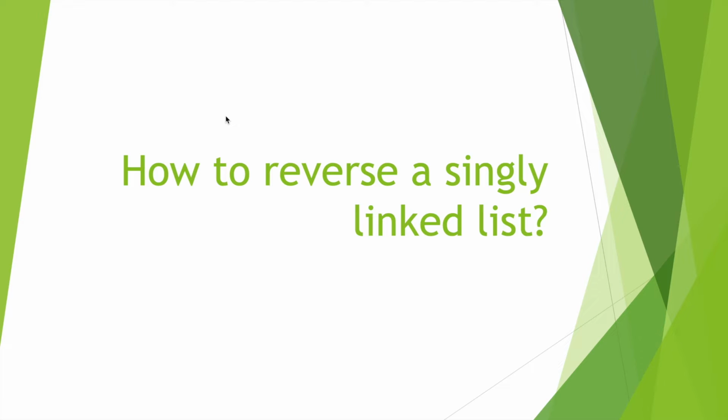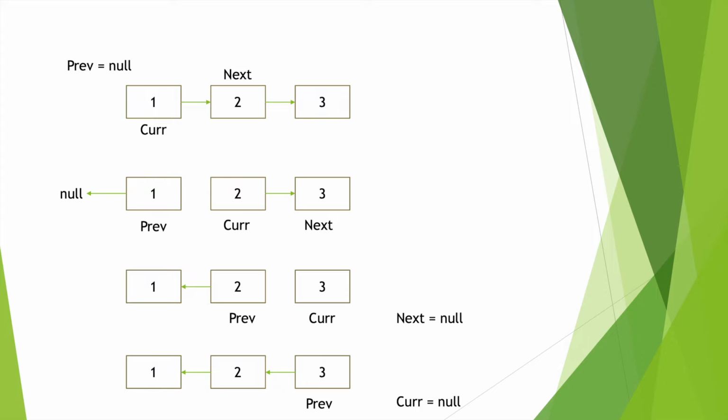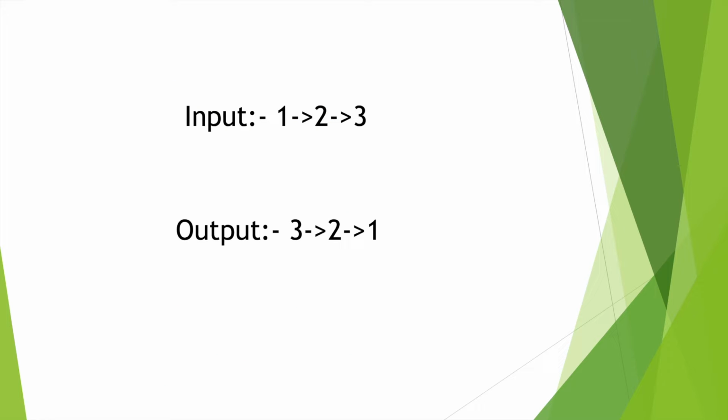Today we are going to discuss how to reverse a singly linked list. So let's take a look at how singly linked lists look. If you can see here, our input is 1, 2 and 3 as a singly linked list, and we are trying to reverse it. It means the linked list as an output should become 3, 2, 1.